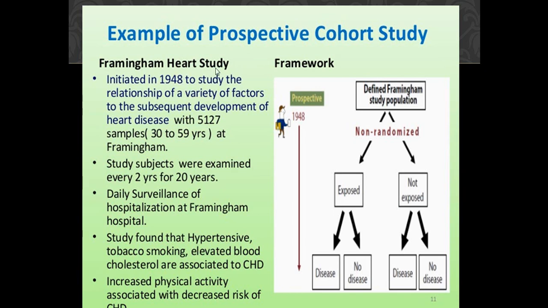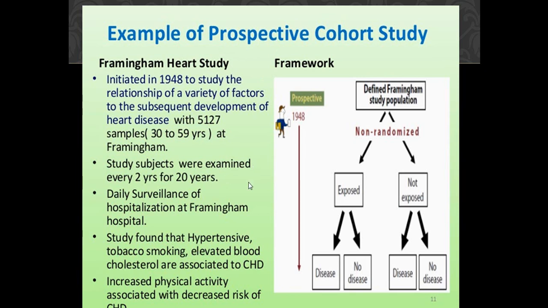The Framingham heart disease study was initiated in 1948 to study the relationship of a variety of factors to subsequent development of heart disease. This study was done with a 5,127 sample, ages between 30 to 59 years at Framingham, and the study subjects were examined every 2 years for 20 years. So it is a long period and a high number of patients. This is one of the characteristics of cohort. They use a high number of patients and a long duration. But here it is a prospective study, meaning a forward study.